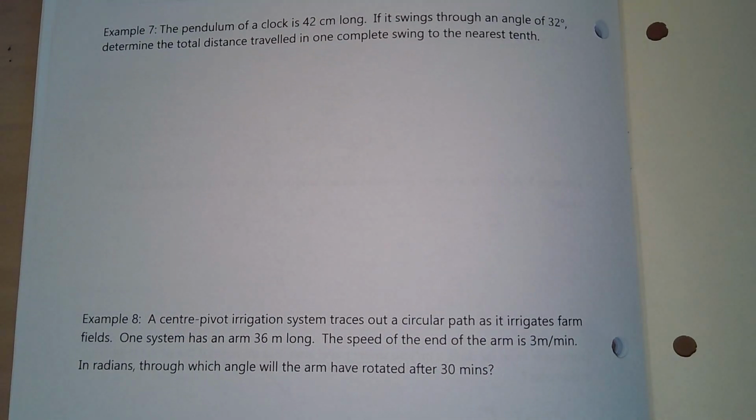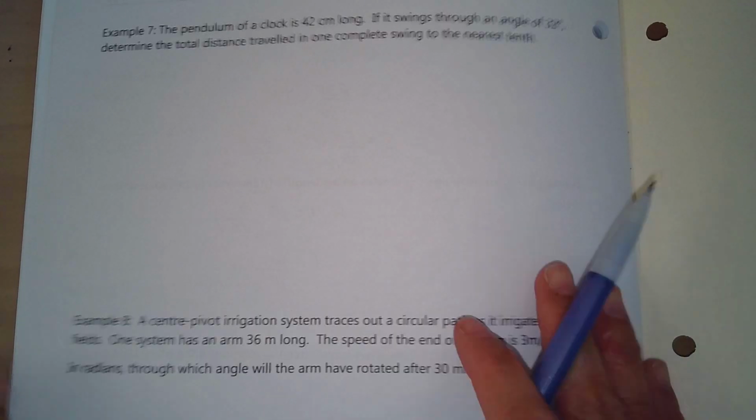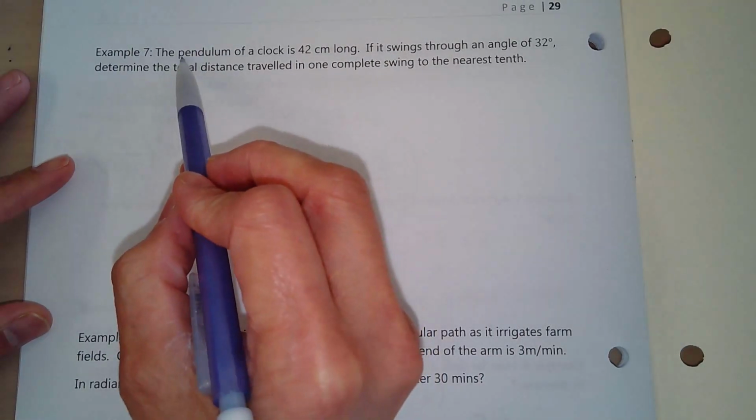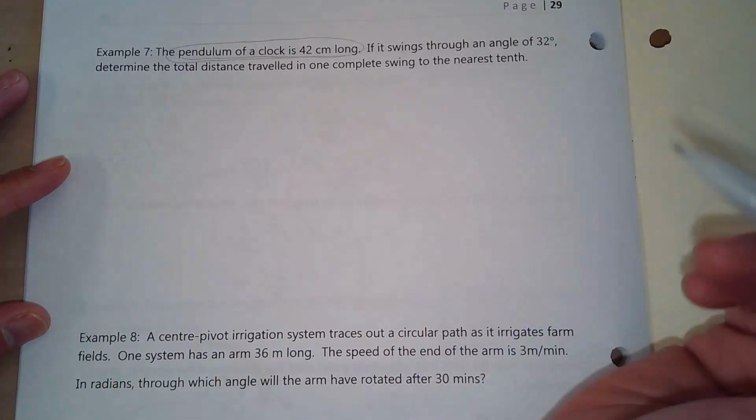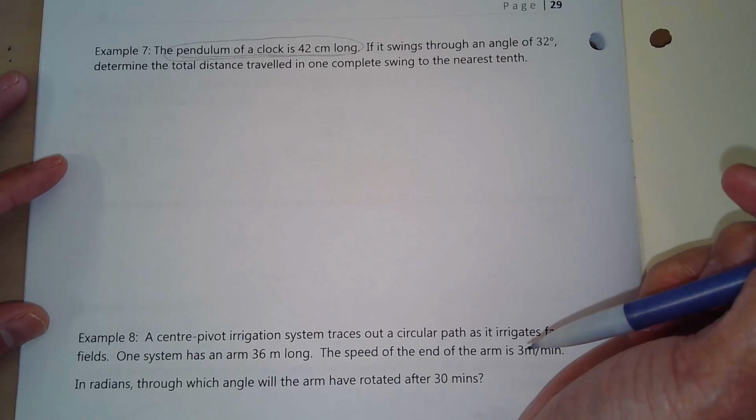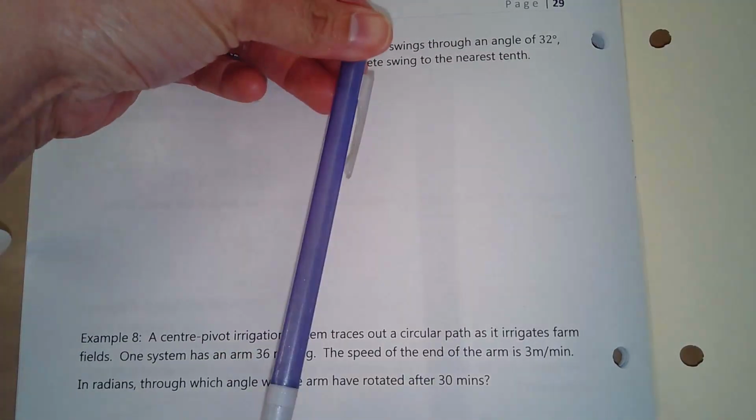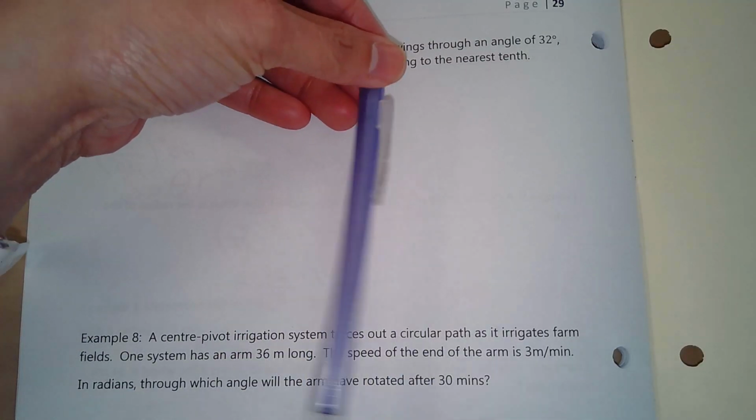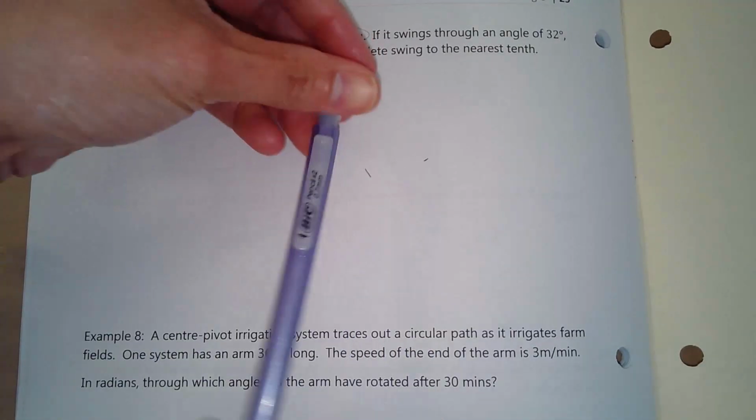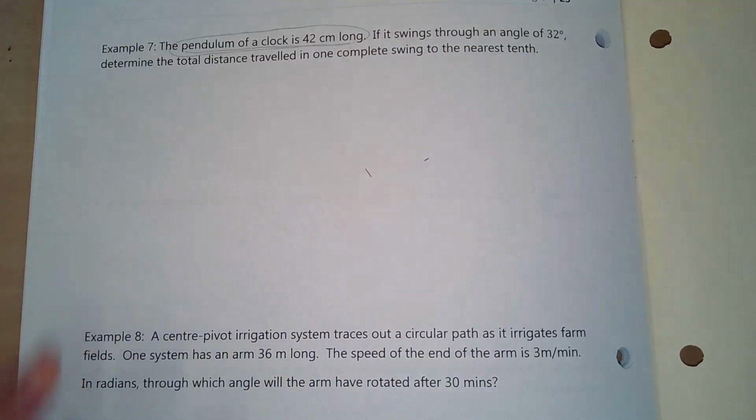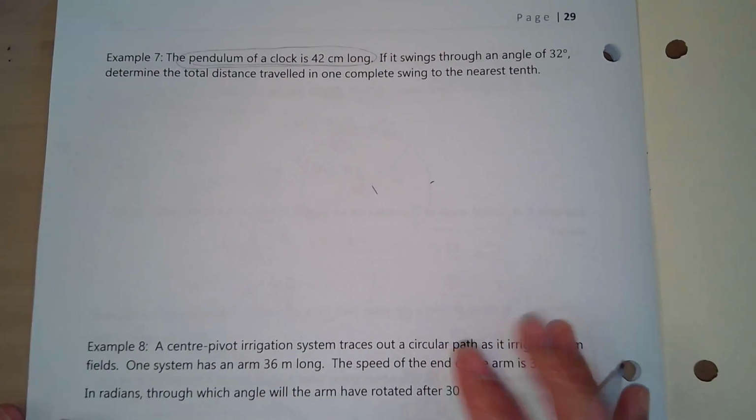The pendulum of the clock is 42 centimeters long. Now I know sometimes it's hard to visualize this. What's the pendulum of the clock? If this is a clock, it swings back and forth, back and forth. The clock doesn't go all the way around. The pendulum doesn't go all the way around. It just swings back and forth. So the pendulum of the clock is 42 centimeters long.